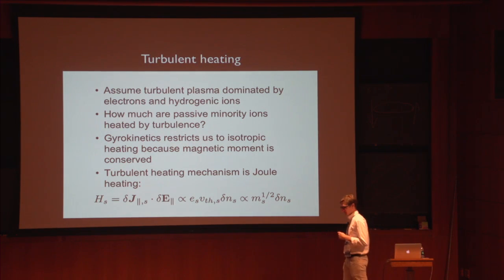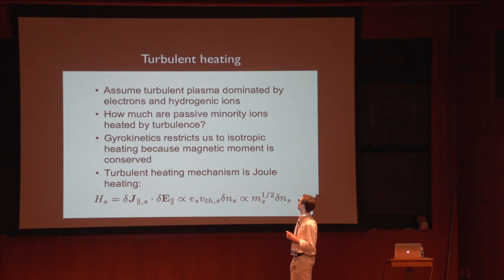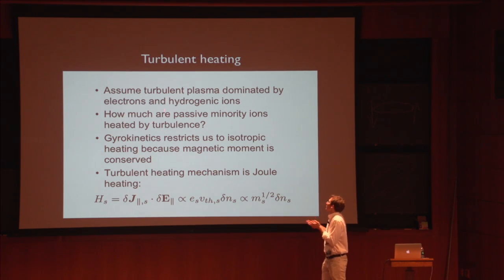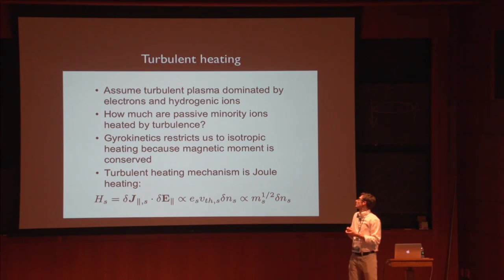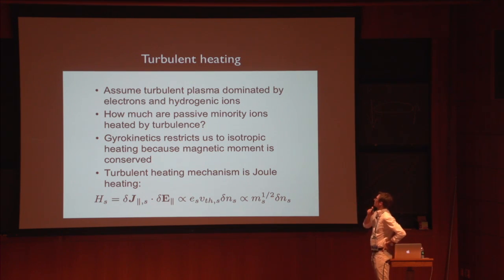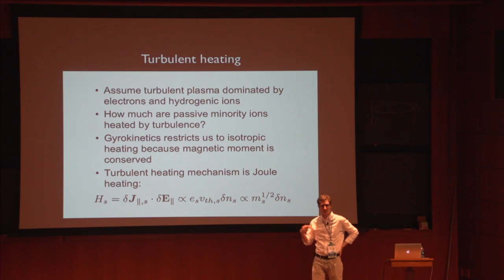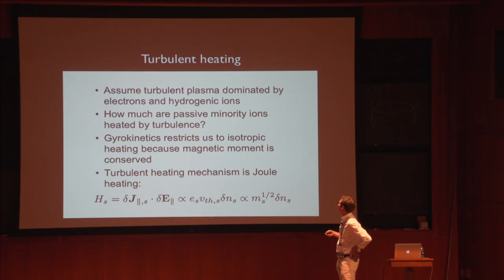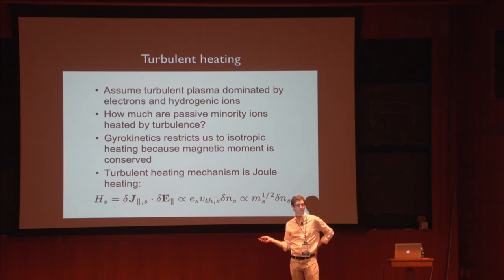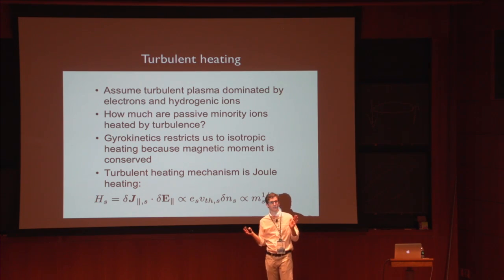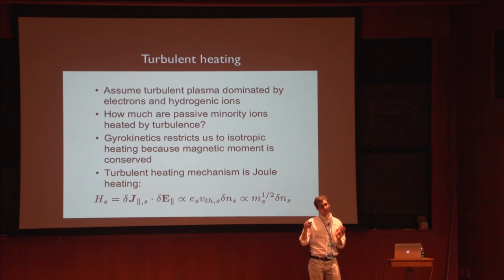So one of the problems you are interested in, or at least some subset of you, is turbulent heating. Okay. And all I've been talking about with gyrokinetics, you can actually apply to this problem of turbulent heating. To do that, you can look at, say, a turbulent plasma, which is dominated by electrons and one species of ions, which are hydrogenic. And you can ask the question, how much are the passive minority ions heated by the turbulence? This is interesting in the solar wind, for instance, where we see that the temperature of the minority ion scales with its mass, right?